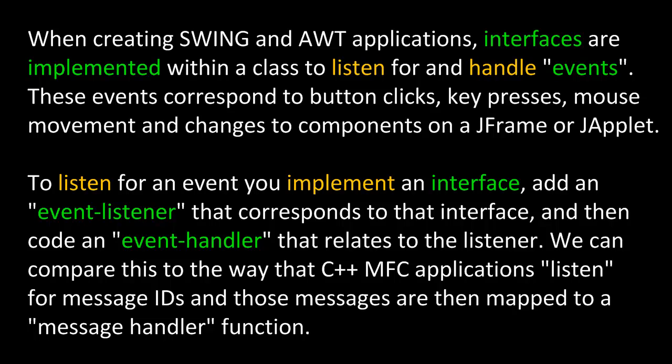When creating Swing and AWT applications, interfaces are implemented within a class to listen for and handle events. These events correspond to button clicks, key presses, mouse movement, and changes to components on a JFrame or JApplet. To listen for an event, you implement an interface, add an event listener that corresponds to that interface, and then code an event handler that relates to the listener. We can compare this to the way that C++ MFC applications listen for message IDs, and those messages are then mapped to a message handler function.